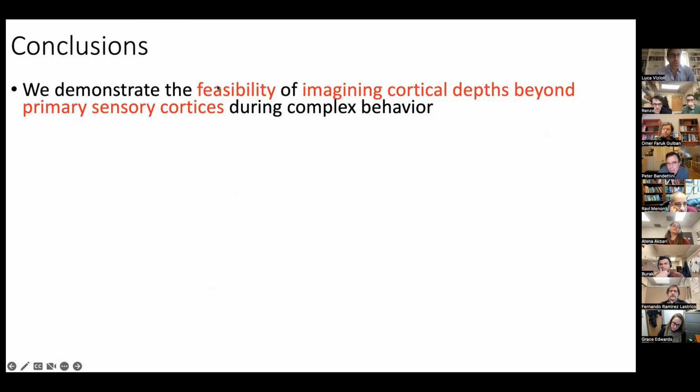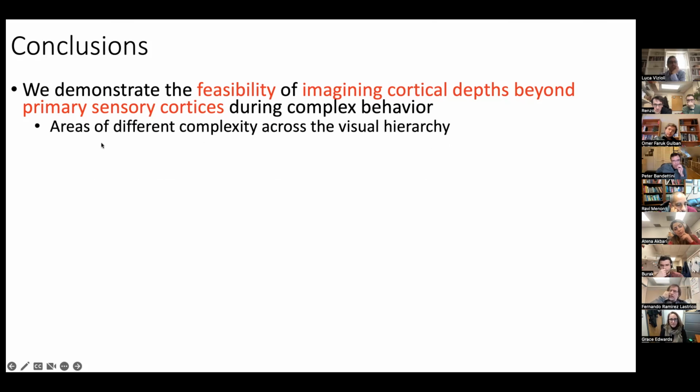So, conclusion for today's study: I hope that we demonstrated the feasibility of imaging cortical depths beyond primary sensory cortices, including during complex behavior such as phase perception. We imaged areas of different complexity across the visual hierarchy. We started from V1, we looked at OFA, though I didn't show you OFA results here because we don't see any meaningful results. And then culminating in the FFA as the highest level we could achieve in this specific experiment.